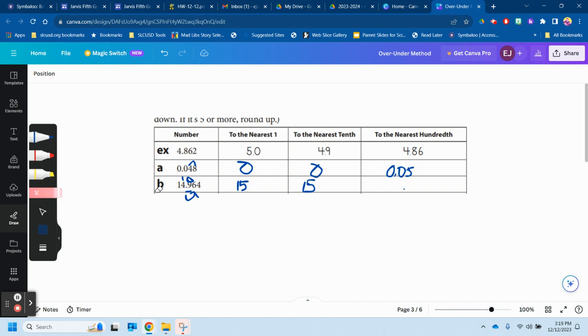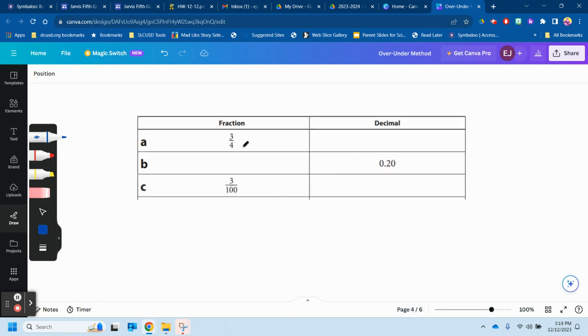So rounding to the nearest hundredths now, I like to underline my rounding place. 6 is in the rounding place. Then I look 1 to the right, and it's a 4 or less. No change is best. So it's 14. And 96 hundredths. All right, let's keep moving on here.